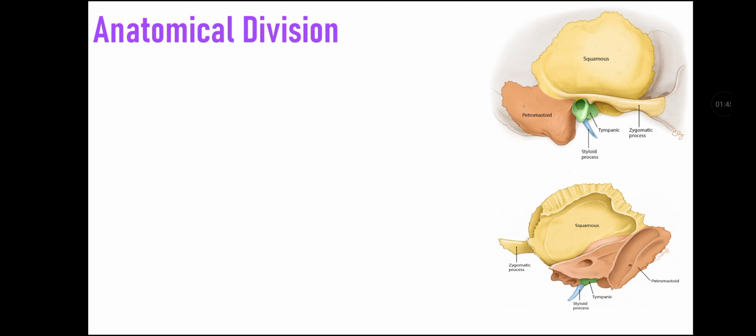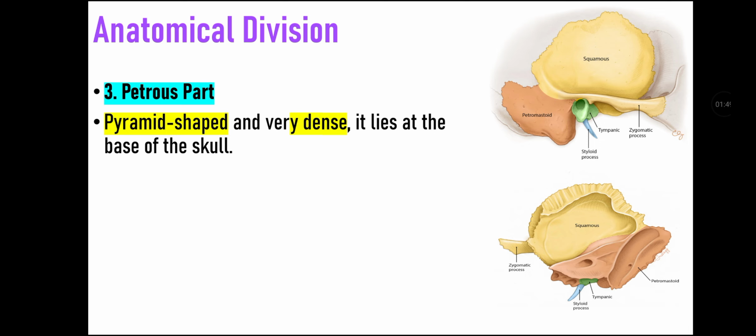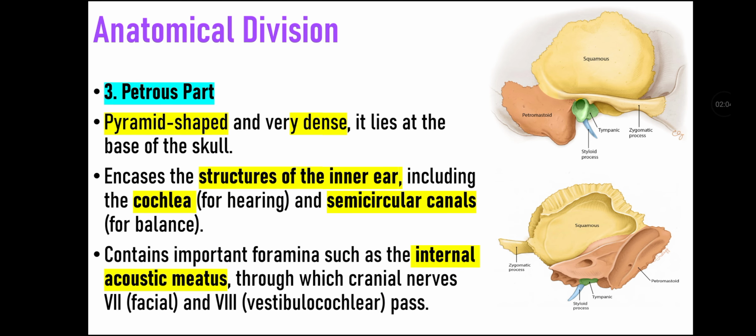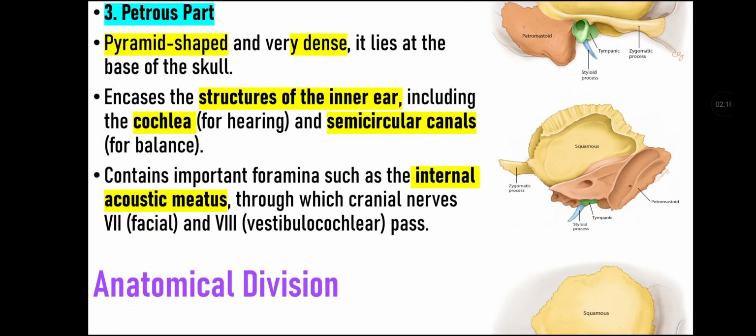Next anatomical part of temporal bone is petrous part, as you can see here in the temporal bone diagram. It is pyramid shaped and is very dense. It lies at the base of skull. It encases the structures of inner ear, including the cochlea, that is for hearing, and semicircular canals, that is for balance. It contains important foramina such as internal acoustic meatus, through which cranial nerves number 7 and 8 pass.